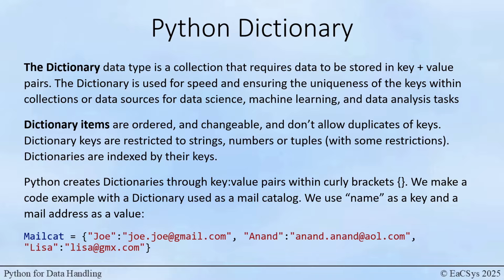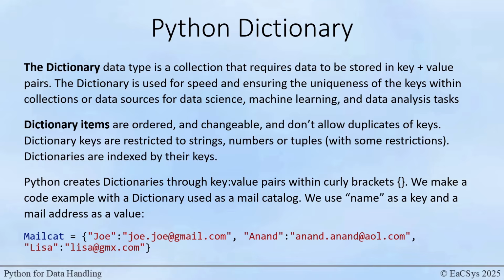Now we'll talk about the Python dictionary data type, and the dictionary is a collection that requires data to be stored in key plus value pairs. And the dictionary is a quite modern addition to current programming languages and is mainly used for speed and the ensured uniqueness of keys within collections or data sources for data science analysis or machine learning tasks. The enforced uniqueness of keys is very useful for data security in data handling tasks and may, for example, by design, prevent multiple values where uniqueness is required or wanted.